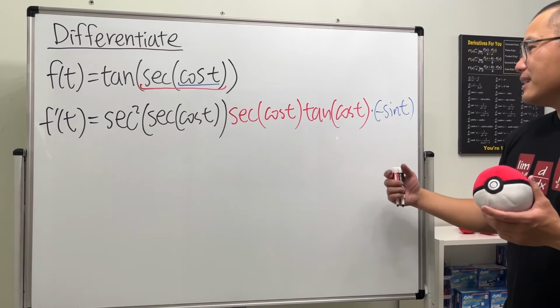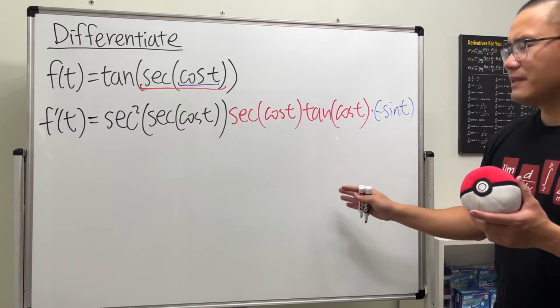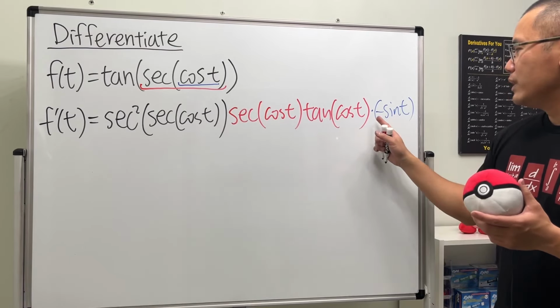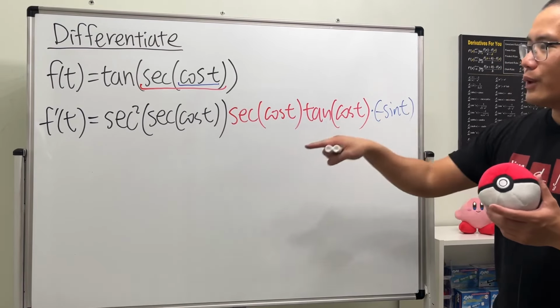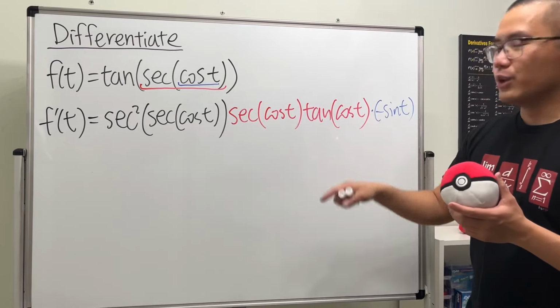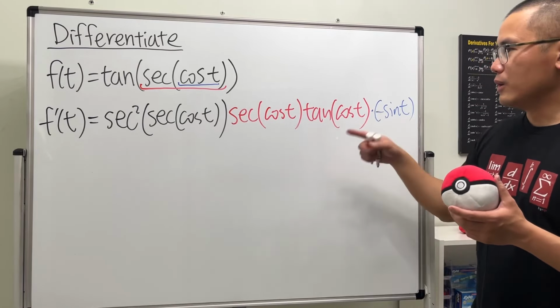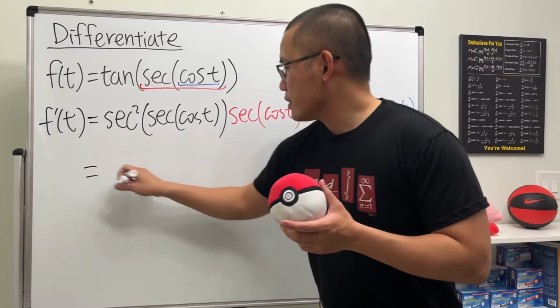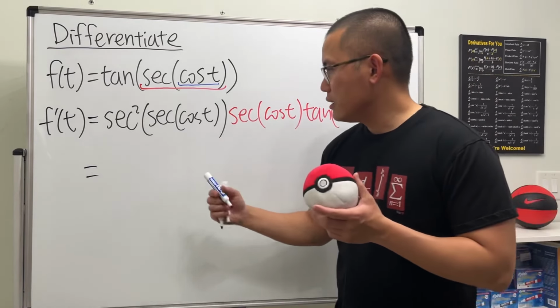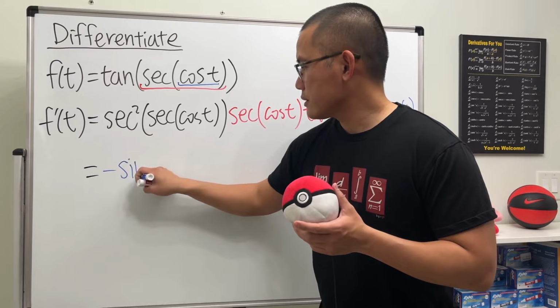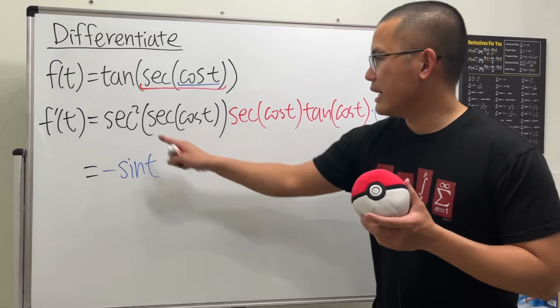Yeah, and if you write this down, that's totally okay. But usually we like to have just one little function all the way in the front, and the negative all the way in the front as well. So let me put this all the way in the front. So we will have negative sine t right here, and then we multiply by this.